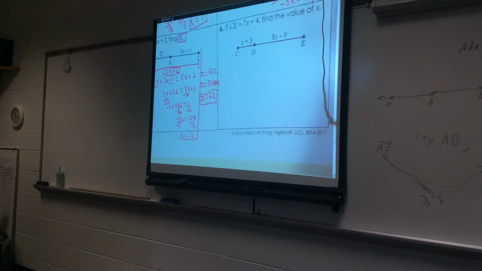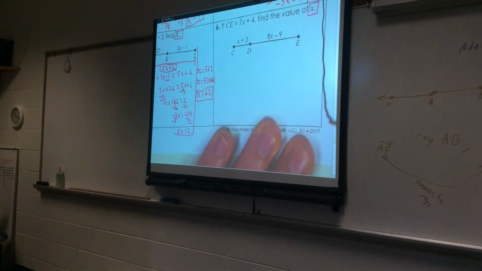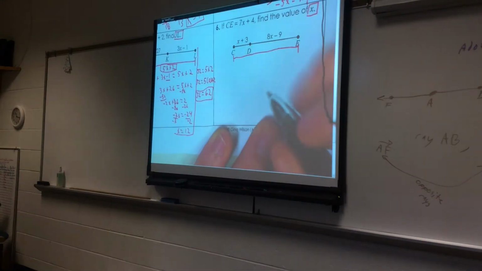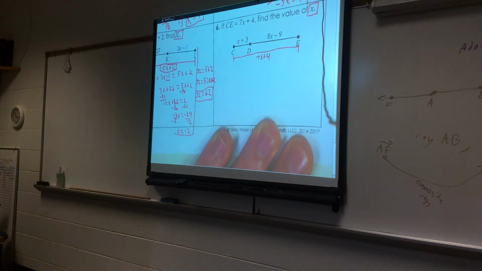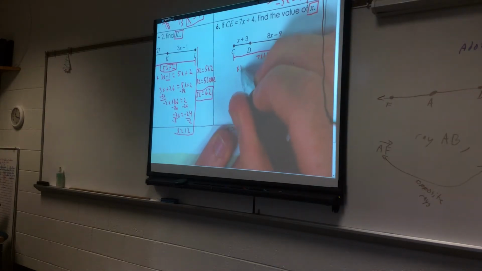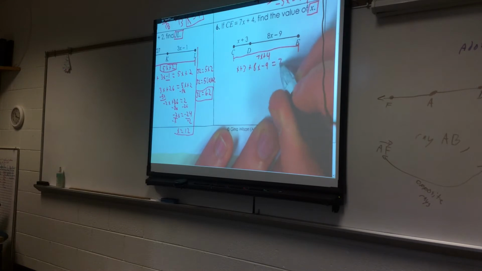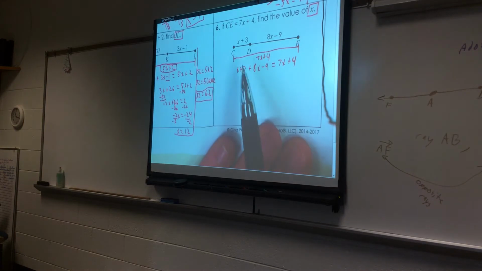On number 6, they were nice to you. You only have to find the value of x. It tells you that from C to E is 7x plus 4. So I have x plus 3 plus 8x minus 9 equals 7x plus 4. Because it's still this piece plus this piece equals the whole, right?